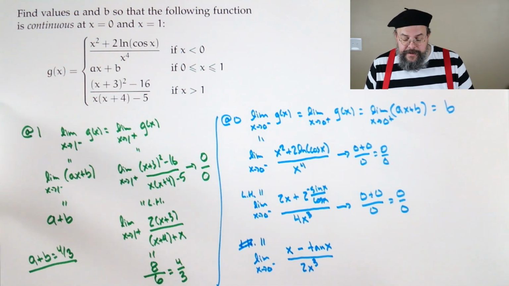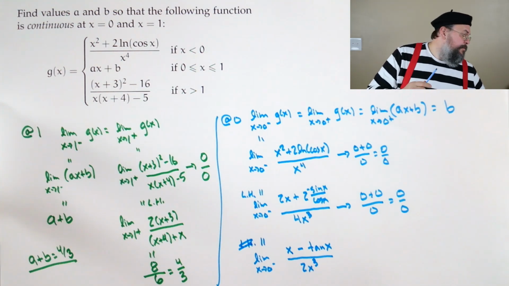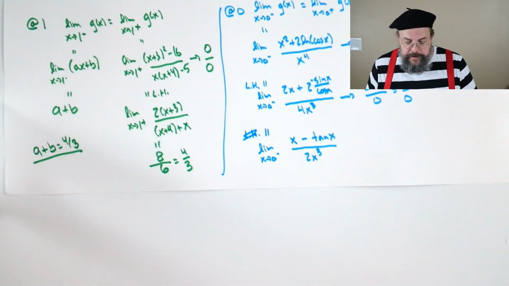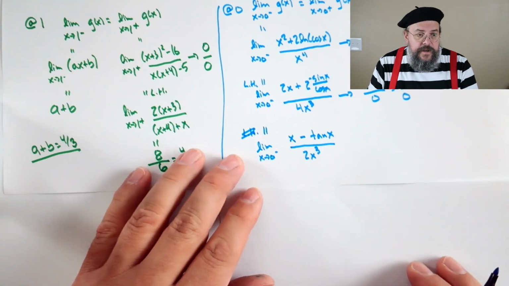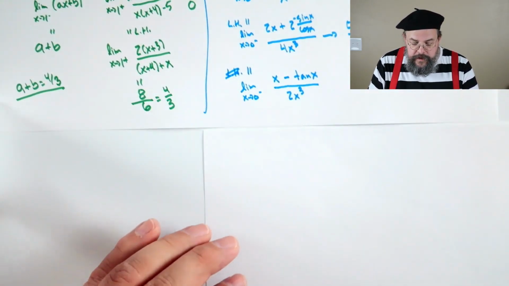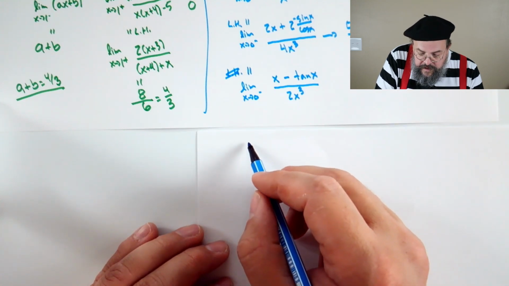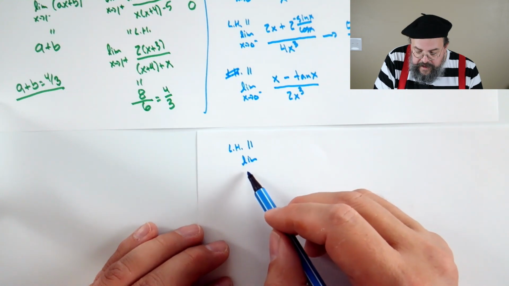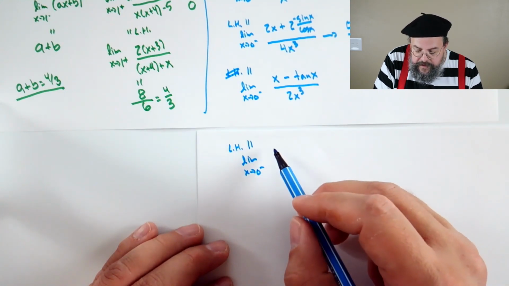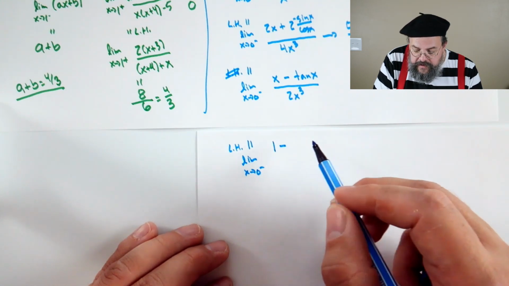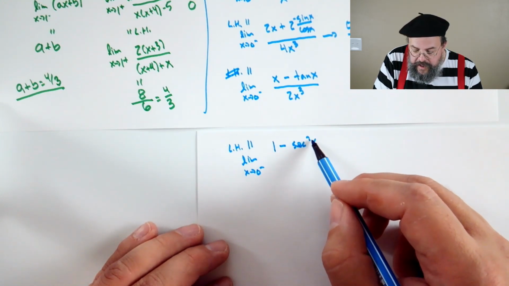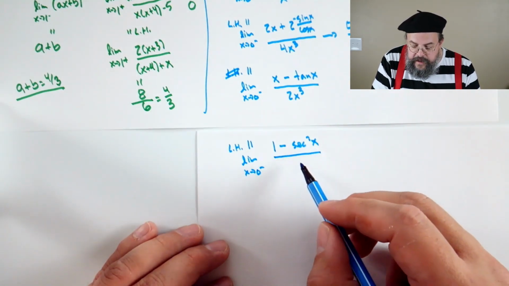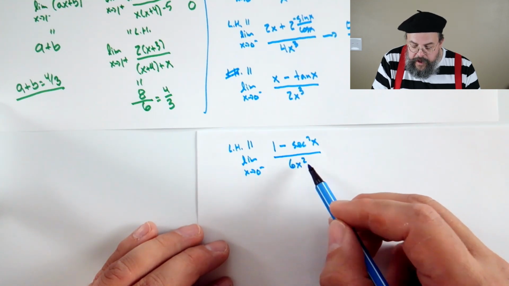All right, good. We need some more space. Let me go grab a piece of paper. All right, I grabbed my piece of paper here, and we'll move that up. Hopefully this is going to be enough space. So this is L'Hopital. We're going to say the limit as x goes to 0 from below of 1 minus secant squared x, because the derivative of x is 1, the derivative of tangent is secant squared, and all of that is over 6x squared.